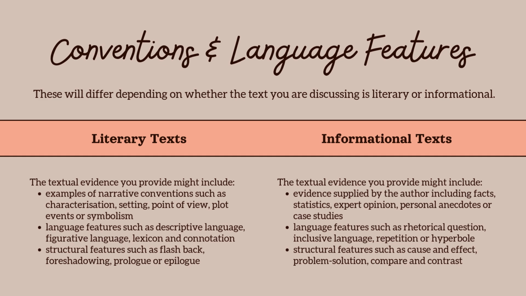Conventions and language features. These will differ depending on whether the text you are discussing is literary or informational. Literary texts. The textual evidence you provide might include examples of narrative conventions such as characterization, setting, point of view, plot events, or symbolism. Language features such as descriptive language, figurative language, lexicon, and connotation. Structural features such as flashback, foreshadowing, prologue, or epilogue.